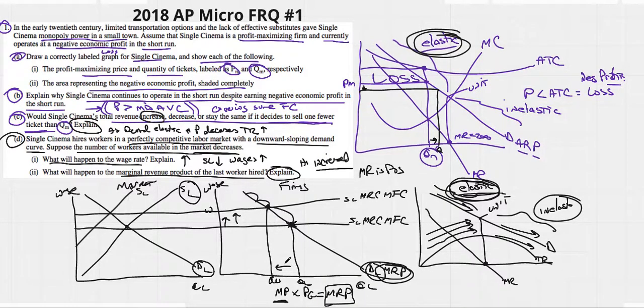But if we're firing workers, we know that each worker on here, as we fire that guy, and then we fire this guy, the next guy's marginal revenue product had to be higher than his. If we fire him, his marginal revenue product was higher than that one. I hope that makes sense. This is tricky to understand and explain.